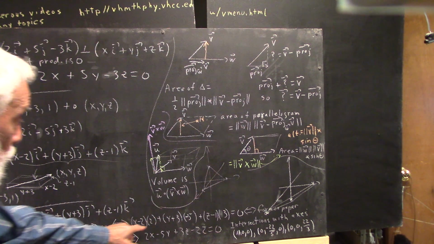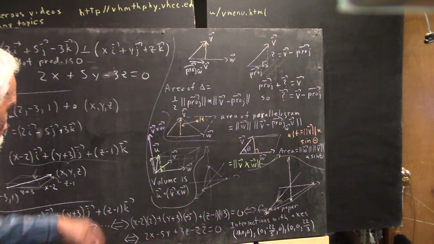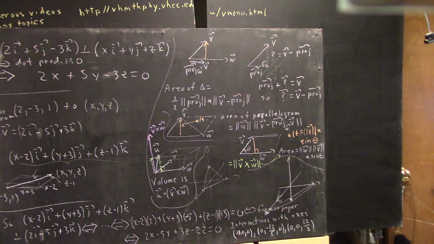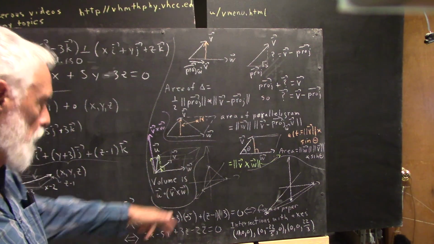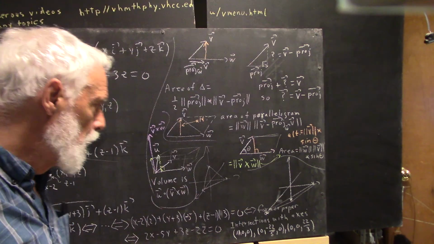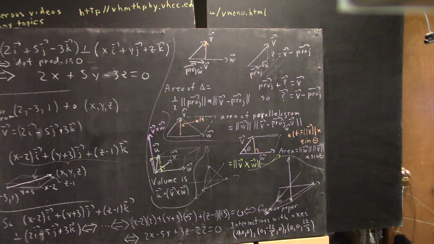(x minus 2) times 2, plus (y plus 3) times negative 5, plus (z minus 1) times 3. Now you have to rearrange that, like put the 2 in front here, put the negative 5 in front here, put the 3 in front here, and you get the form on your paper. And I hope you have the initiative and see how easy it is to do that after you've done it a couple of times. Okay?